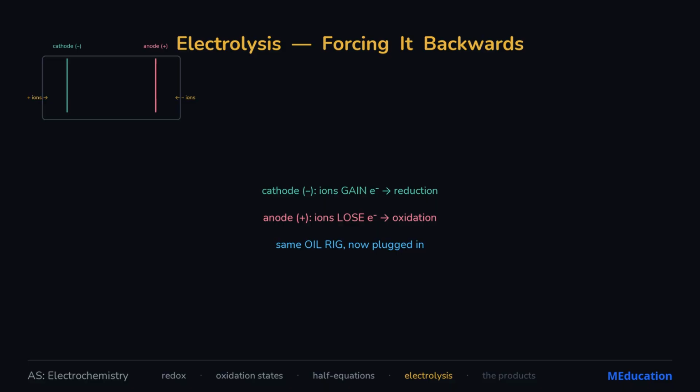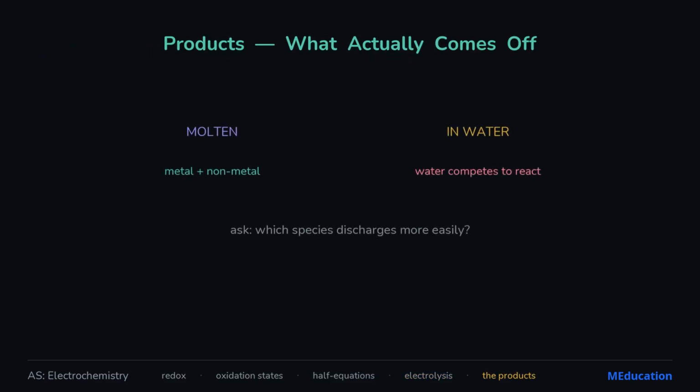At the cathode, positive ions gain electrons, reduction, pulling metal or hydrogen out. At the anode, negative ions lose electrons, oxidation, often releasing a gas. A neat memory aid: reduction at the cathode, both begin with consonants that pair up. Same redox rules, now driven by a plug.